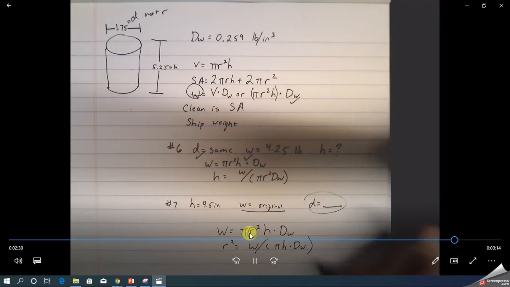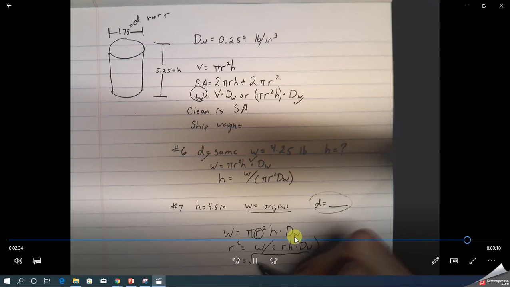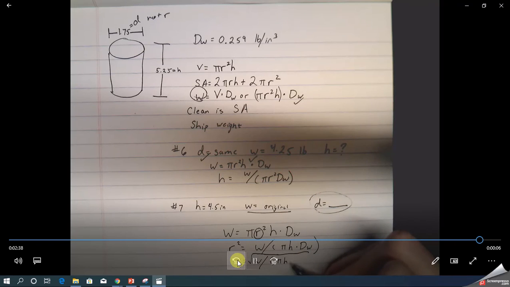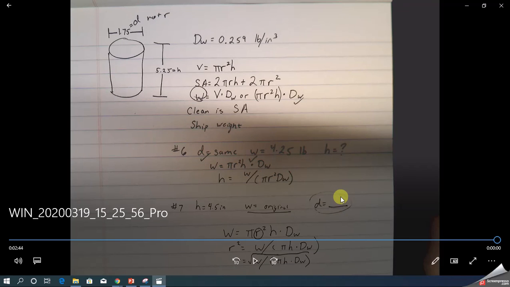We solve for r by dividing everything to the other side. So weight divided by pi h times density weight. Take the square root of both sides. We got radius, but then what are they looking for? They're looking for diameter. So make sure you take that radius and turn it into diameter before you check that answer on that one. Any questions?